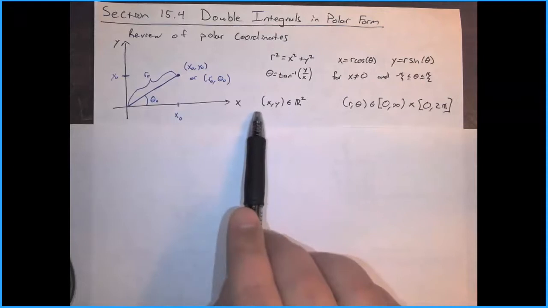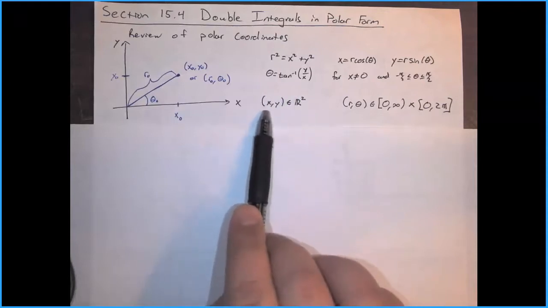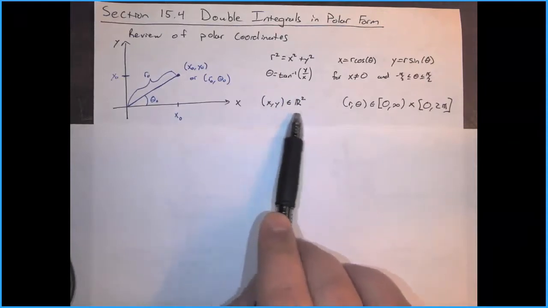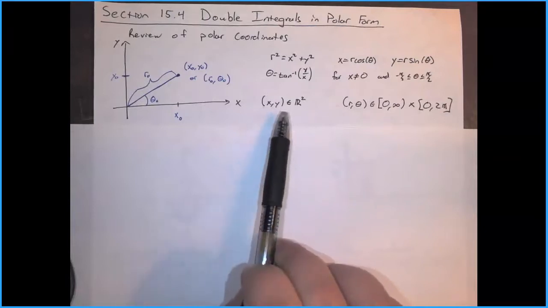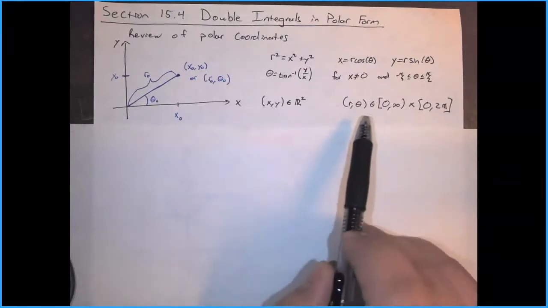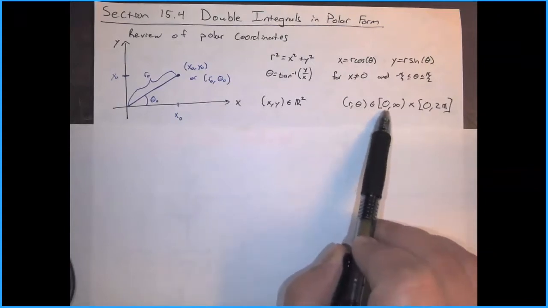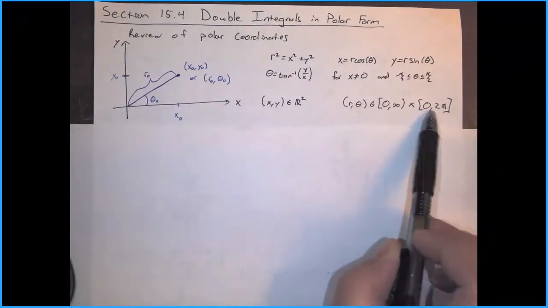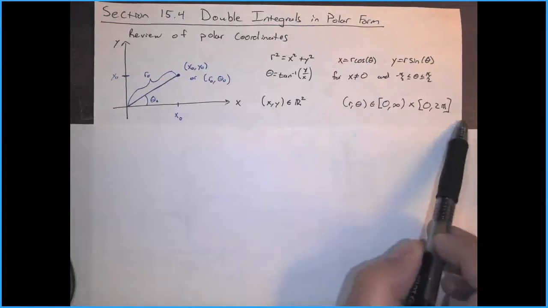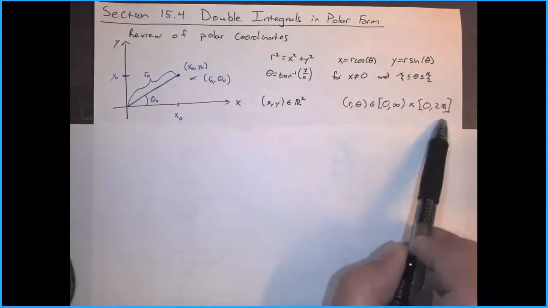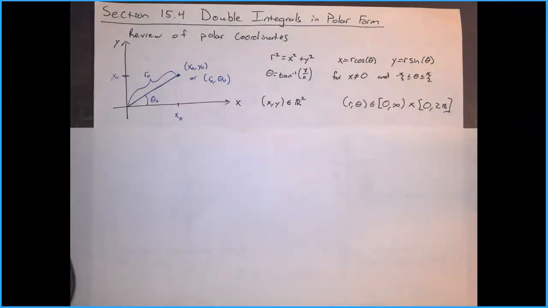Something else: in Cartesian coordinates, we usually think of x and y as taking on any real values. x can be any real number, y can be any real number. Typically for polar coordinates, we say that r is non-negative, so it's either 0 or some positive number, and theta goes from 0 to 2 pi. Now, there are exceptions to this, and we'll see some of those exceptions throughout this lesson, but typically those are the values we use most of the time.